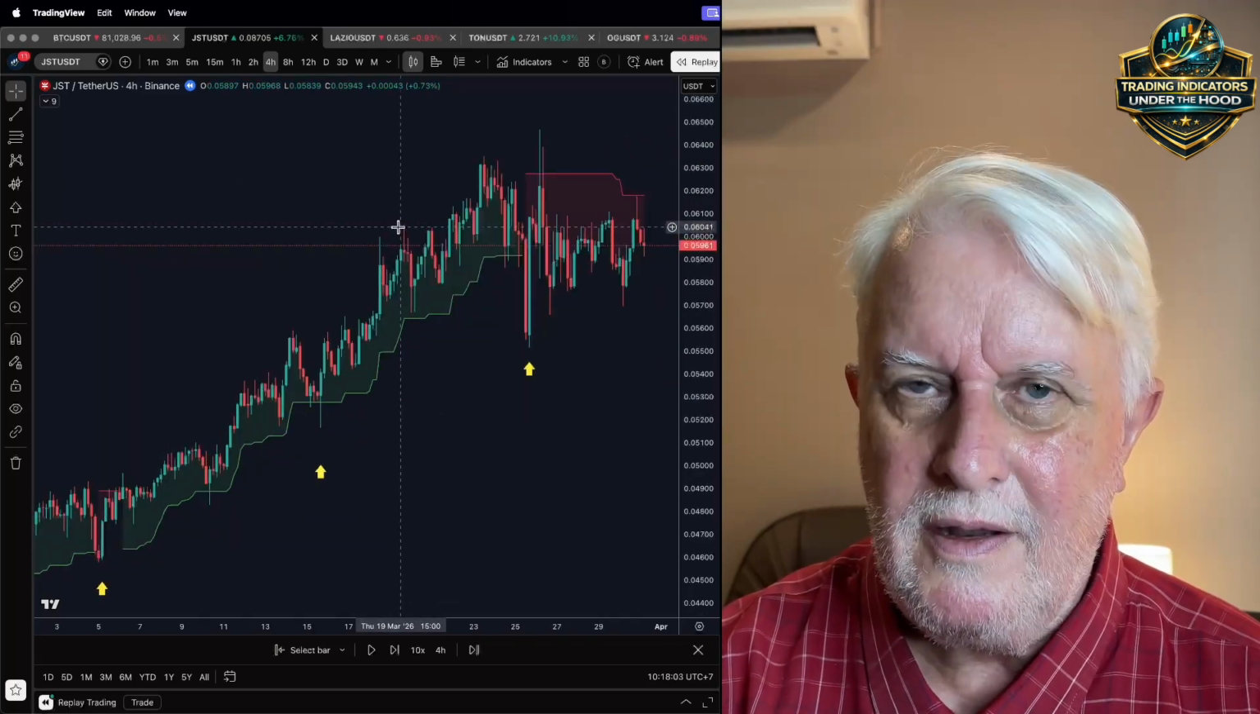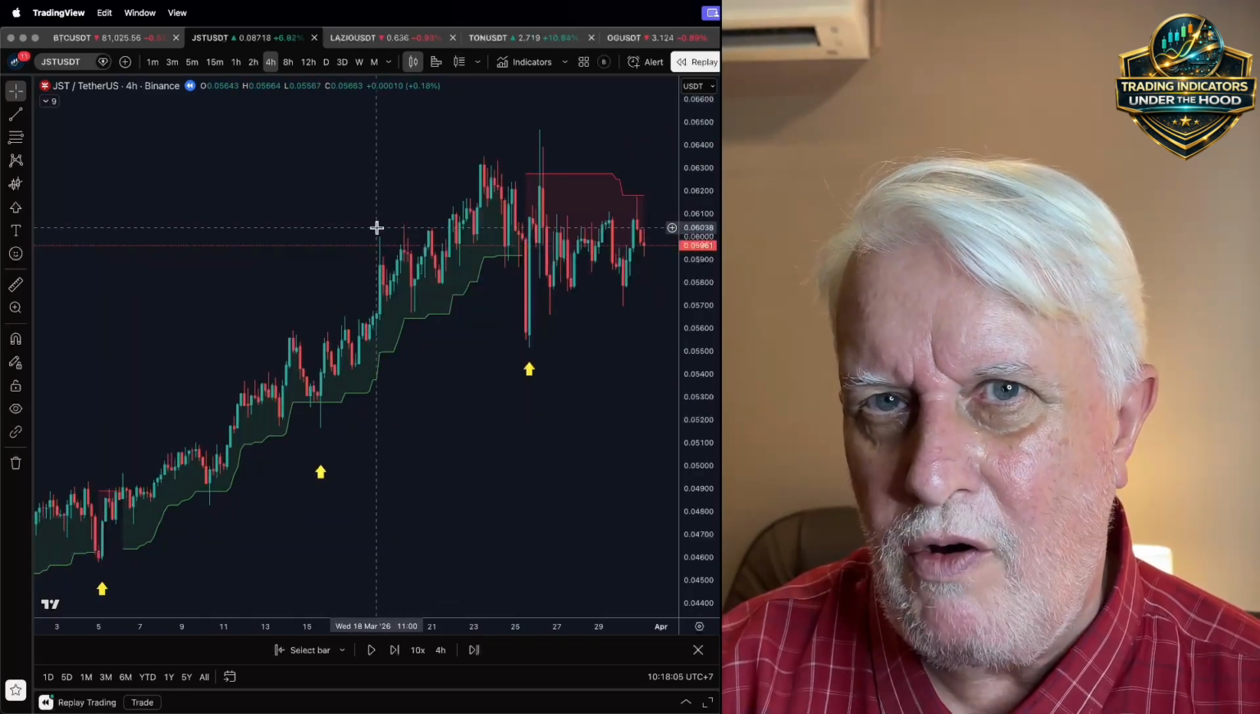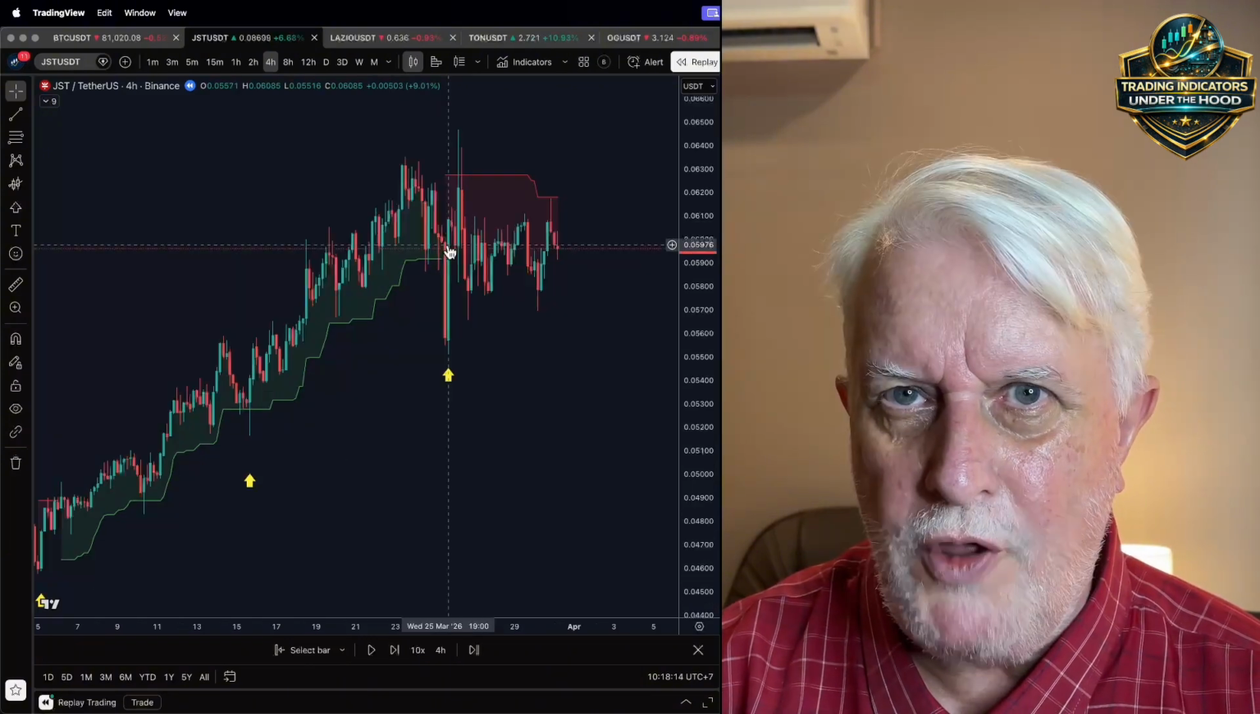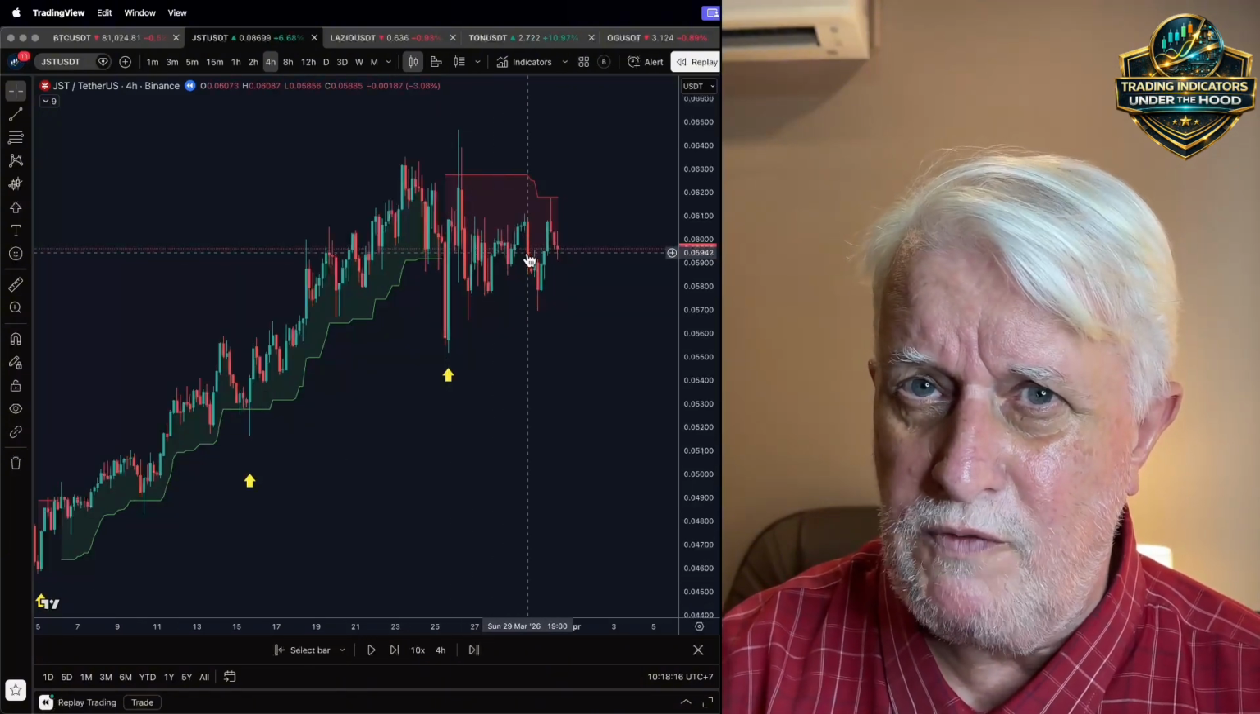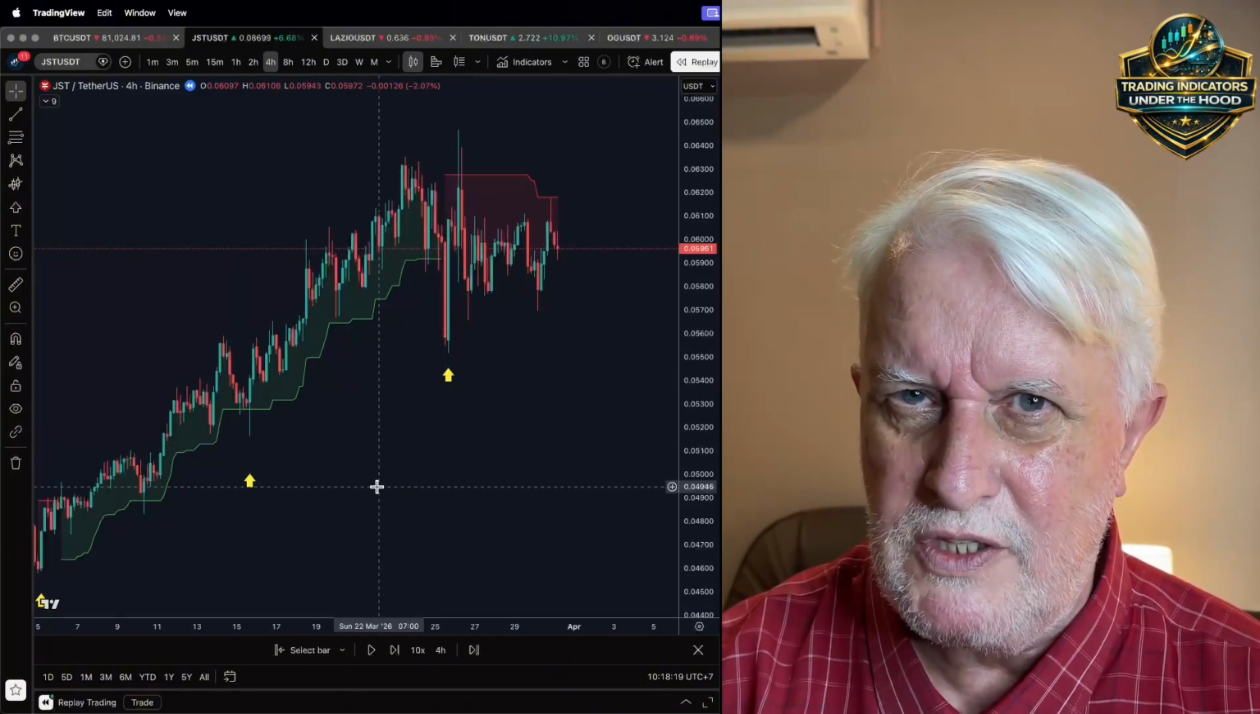Now look at the second yellow arrow. Stopped out again. Now let's look at the third yellow arrow, where it flips red. Although it flipped red, price action is moving sideways. Let's let it play just for a second.